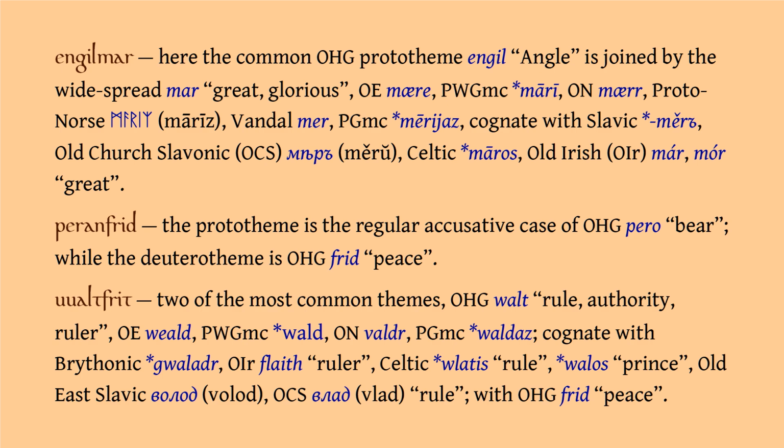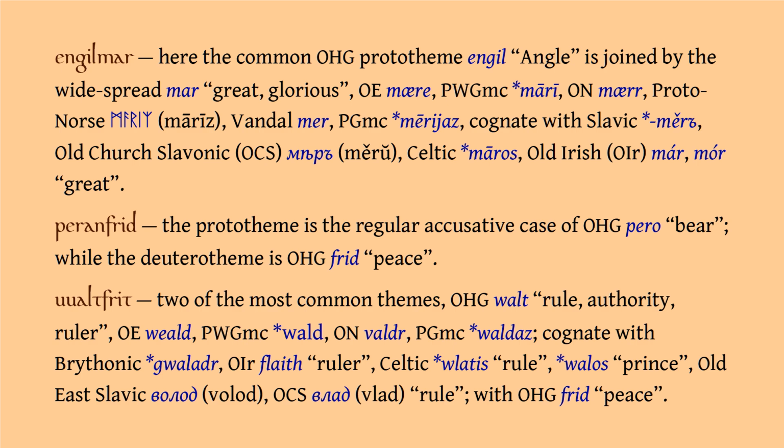Engelmar. Here the common Old High German proto-theme Engel is joined by the widespread Mar, great, glorious, Old English Mare, Proto-West Germanic Mari, Old Norse Mar, Proto-Norse Maris, Vandal Mer, Proto-Germanic Merias, cognate with Slavic Mere, Old Church Slavonic Meru, Celtic Maros, Old Irish Mar, Mor, great. Perenfrid. The proto-theme is the regular accusative case of Old High German pero, bear, while the deuterotheme is Old High German Frid, peace.